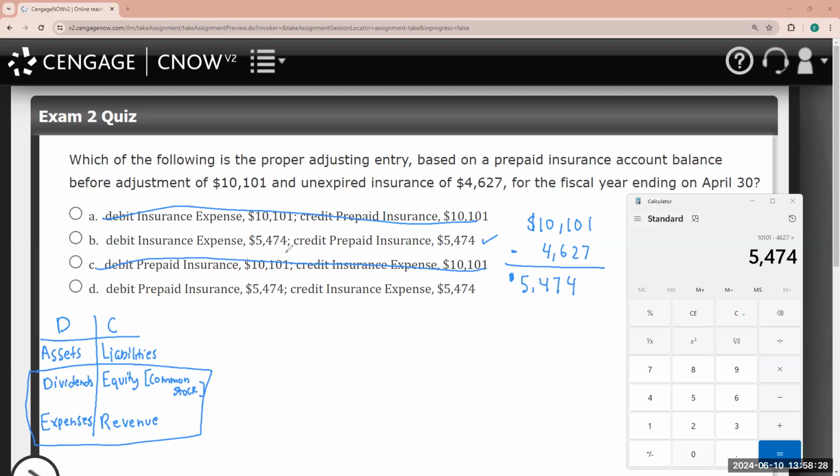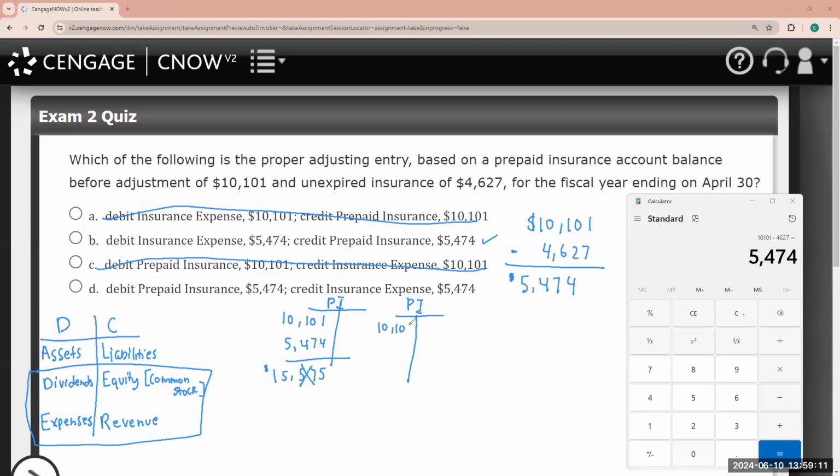We debit insurance expense for $5,474, and we credit our prepaid insurance for $5,474. Because if we were, again, just based on logic, and I'll put PI for prepaid insurance, the balance was $10,101. If we were to debit prepaid insurance for $5,474, at the end of the period, our balance would increase to $15,575, which is incorrect. Instead, we need our balance to decrease.